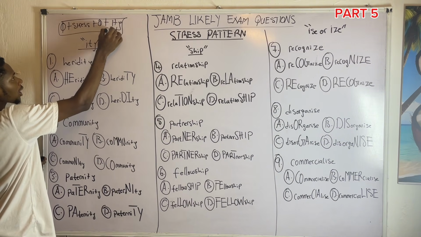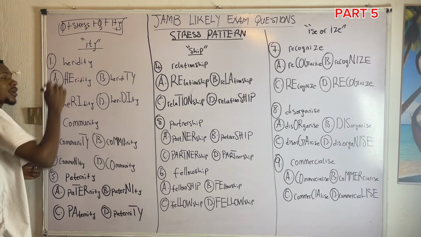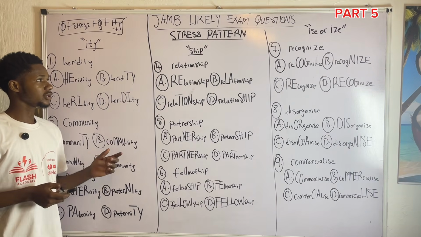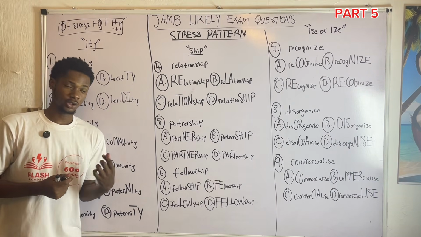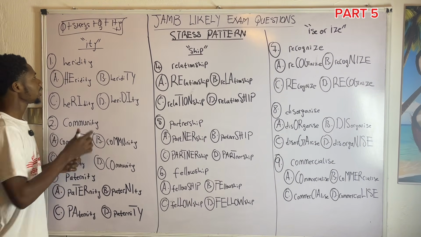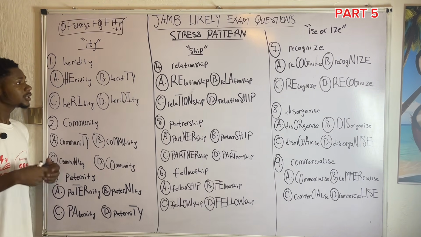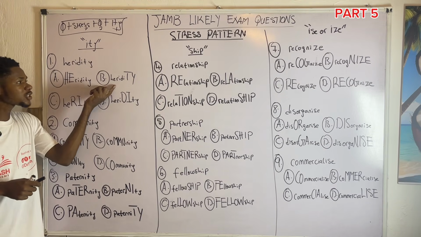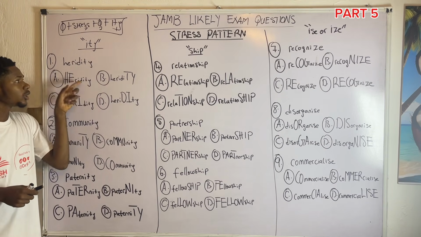So from the end, we have 1, 2, 3. The stress will be on the third syllable. This is the same as the rules I gave in part 4 of our video, still on stress pattern likely JAMB examination questions. Now having a word here, heredity, JAMB wants us to stress it. How do we identify the part of the word, the syllable that is being stressed?